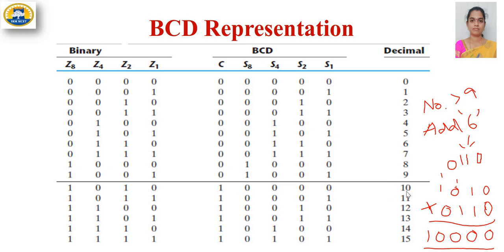For example, let's consider 10. The binary equivalent of 10 is 1010. This is not a valid BCD equivalent. So we have to add 0110, that is add 6 to the binary equivalent of 10, 1010. By adding this, we get the number 10000. This is the BCD equivalent of binary number 1010, that is decimal 10. In the same manner, we have to represent the BCD equivalent by adding 6 to that particular binary equivalent.